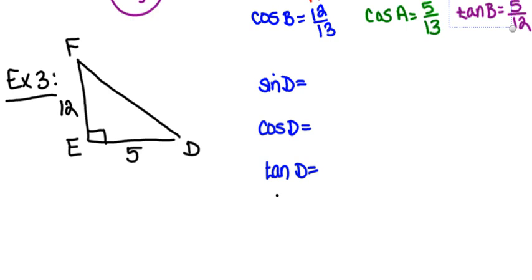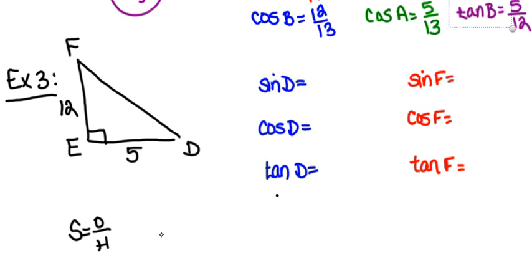I also want to find the sine of angle F, the cosine of angle F, and the tangent of angle F. And as we do this, I want you to remember that sine is opposite over hypotenuse, cosine is adjacent over hypotenuse, tangent is opposite over adjacent. Some old horse caught another horse taking oats away.